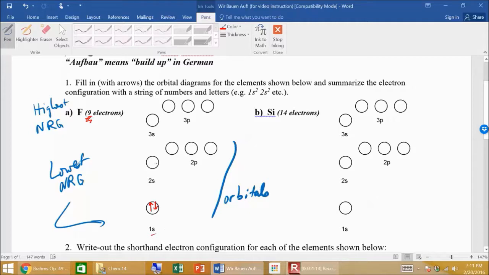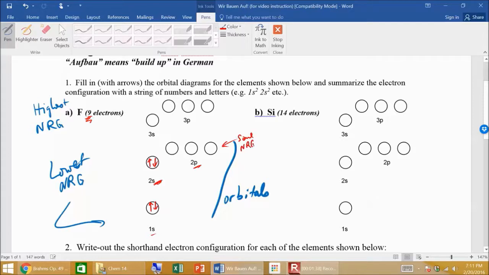My third electron has to choose here in the 2s 2p. 2s is lower. Notice how it's lower than 2p. So the third electron goes here. Fourth electron will join it. Now I have 3 orbitals right here that are all the same.